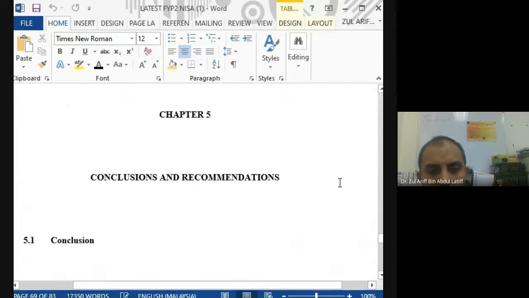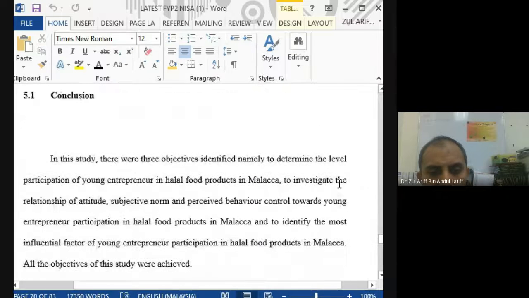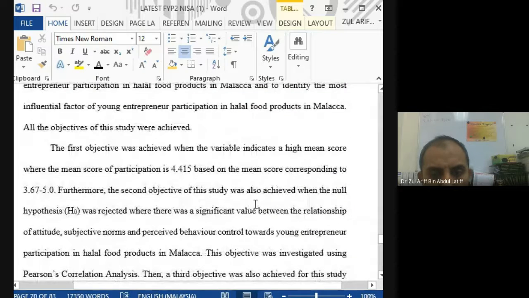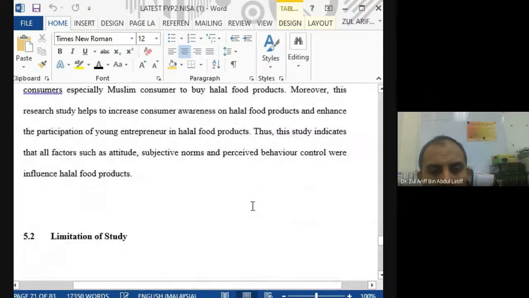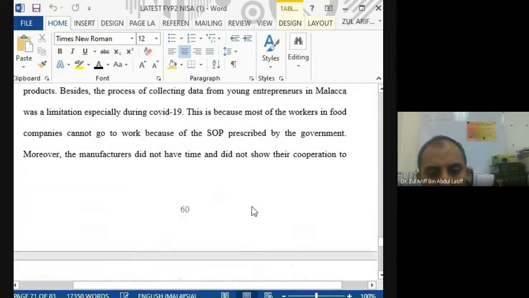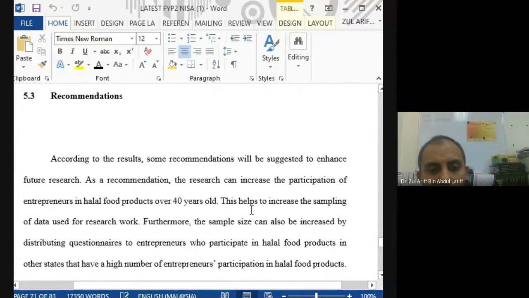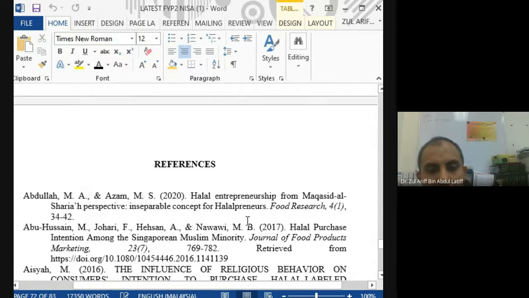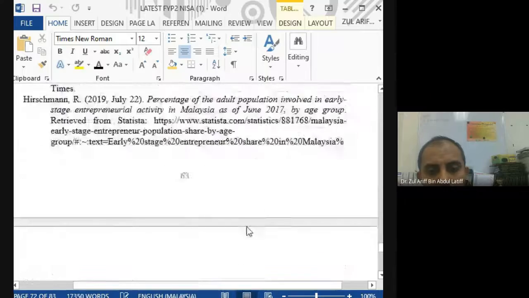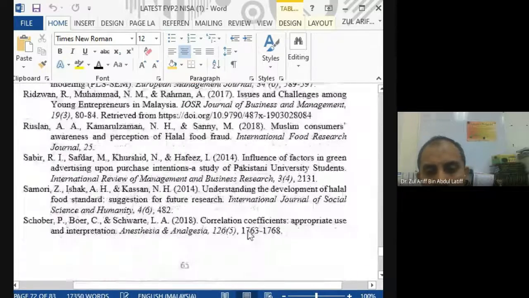Chapter summary, you have your conclusion. The first objective, is it successful or not? And then the limitation of studies, because you're doing it online, with SOP and the movement control order and all this, and then recommendation. Reference. I want to show you her questionnaire also.